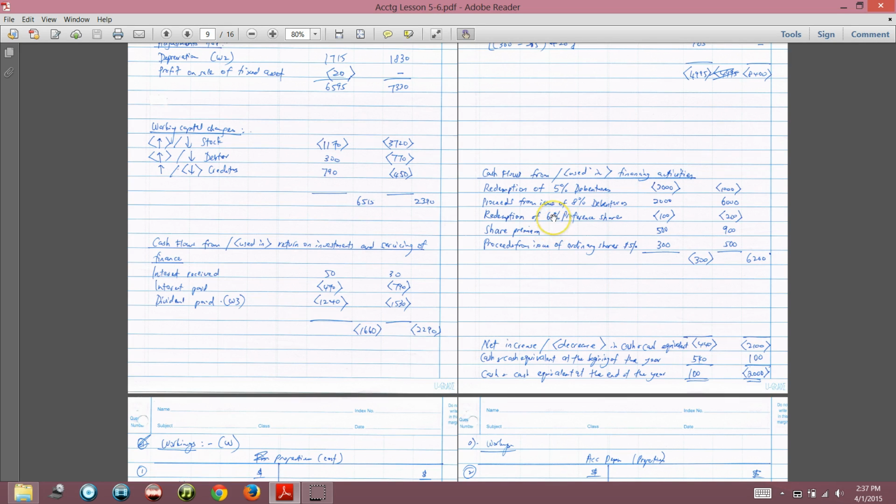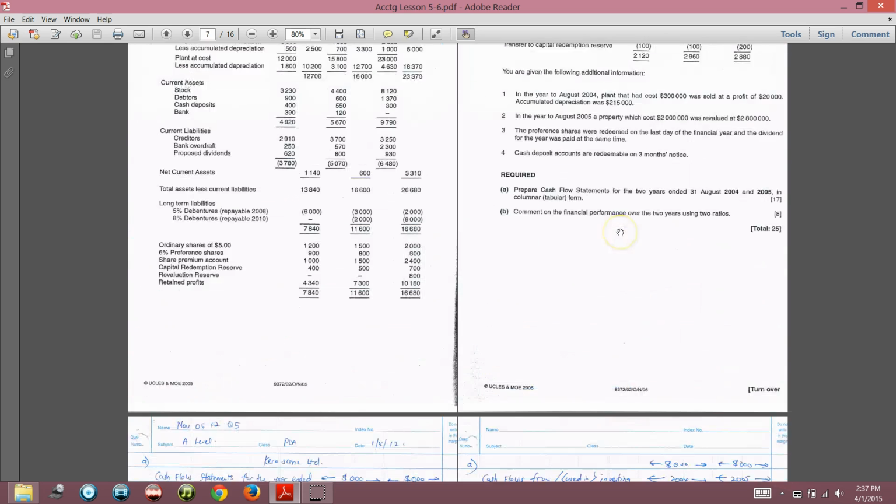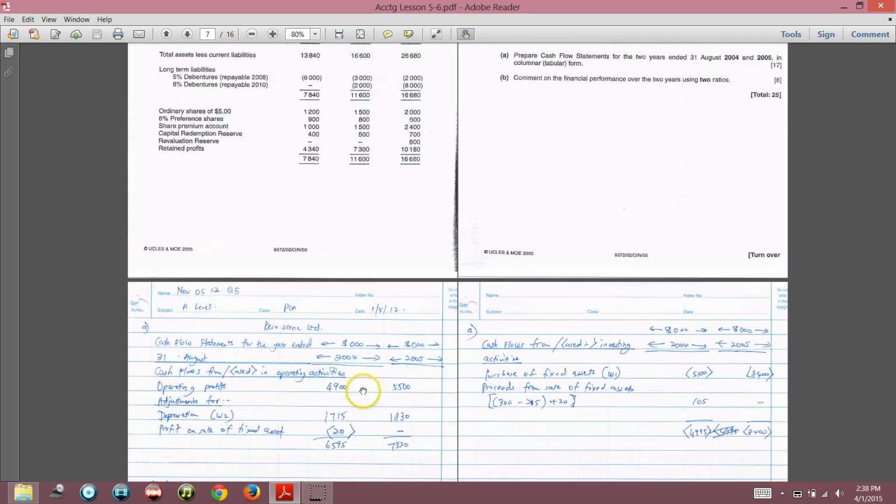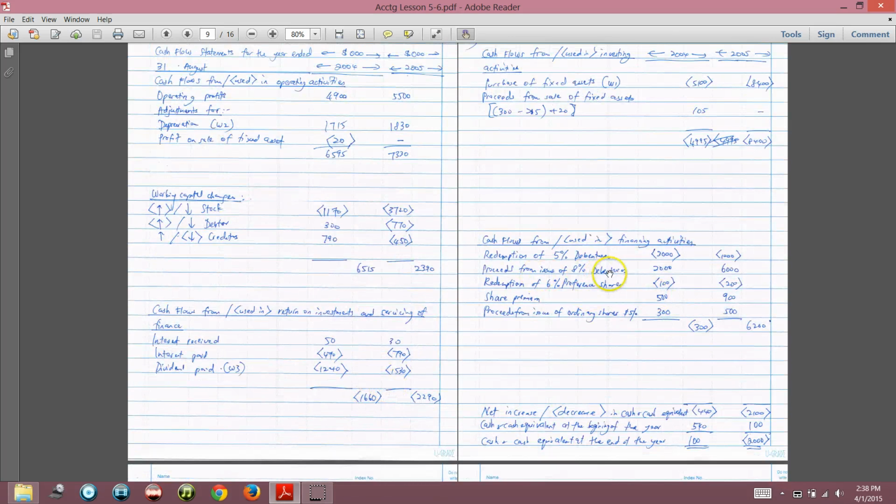Then 8% debenture, it increased during the year. Okay. You see, this figure is the figure at the end of 2003. So that means end of 2003 is same as beginning of 2004. So beginning of 2004, there was no 8% debenture. At the end of 2004, there is 2,000 of 8% debenture. So that means from the beginning of 2004 to the end of 2004, money come in 2,000. Okay. So proceeds from issue of 8% debenture is 2,000 and 6,000.